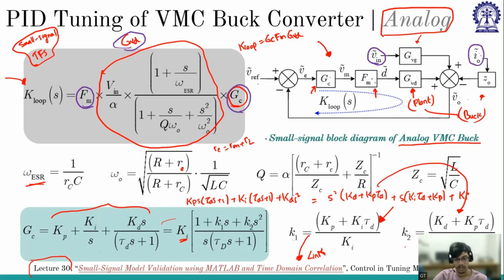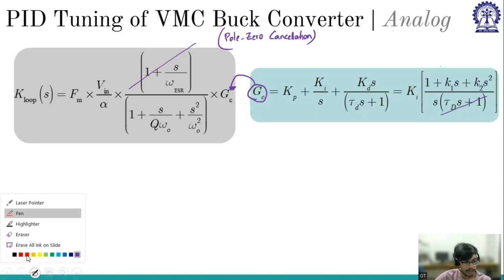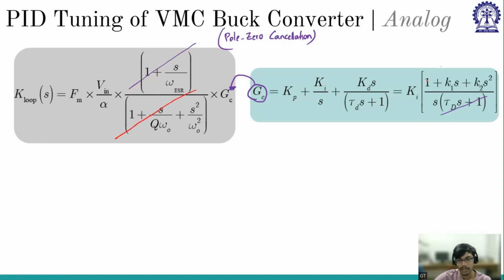Okay, sir. Whatever PID controller tuning I am doing, I am considering pole zero cancellation. This is my GC, and this expression GC will be coming here. So I will be cancelling this zero with this pole, and if I change the color, these two poles with these two poles. If I cancel them, what will I get?